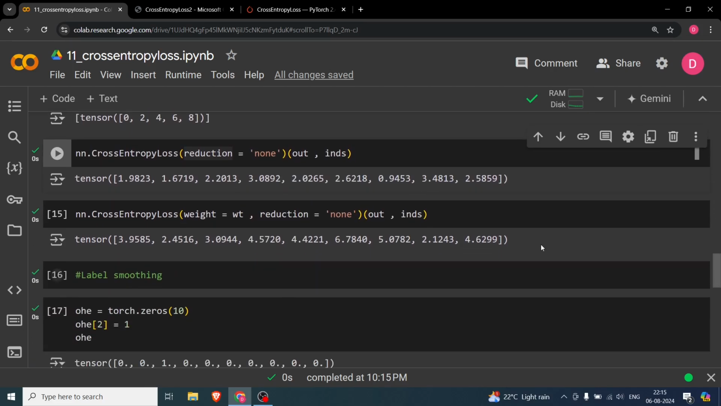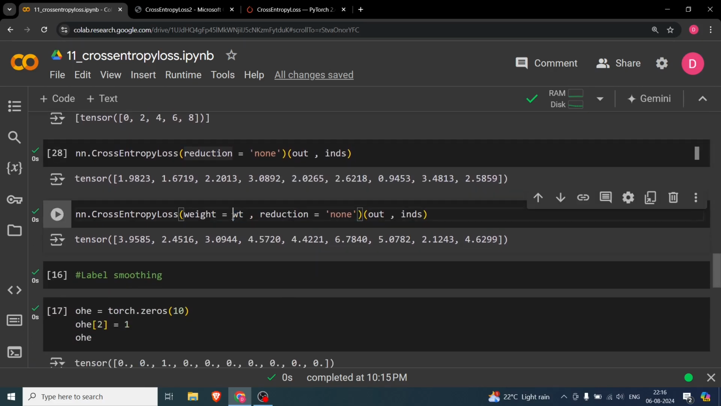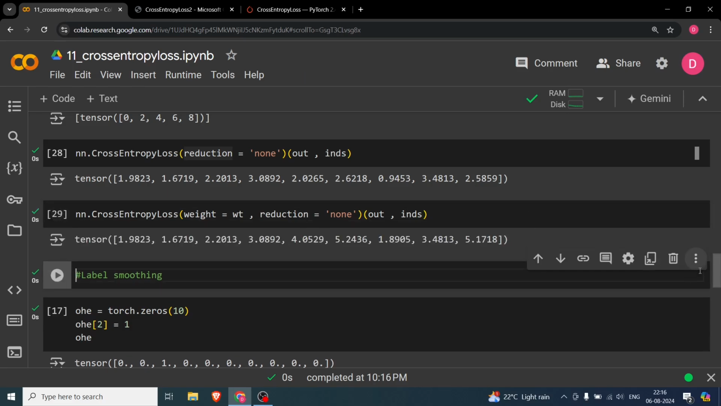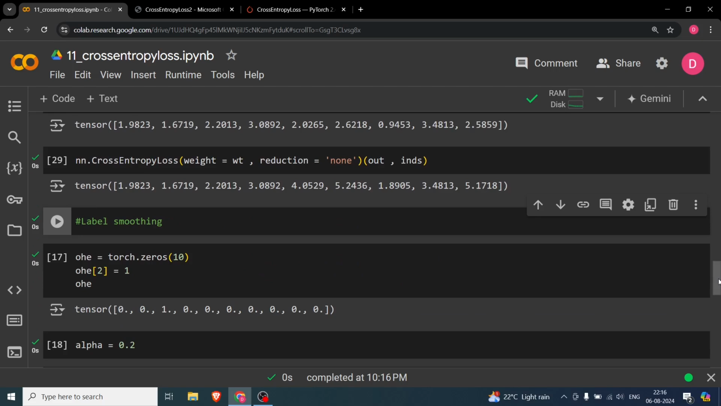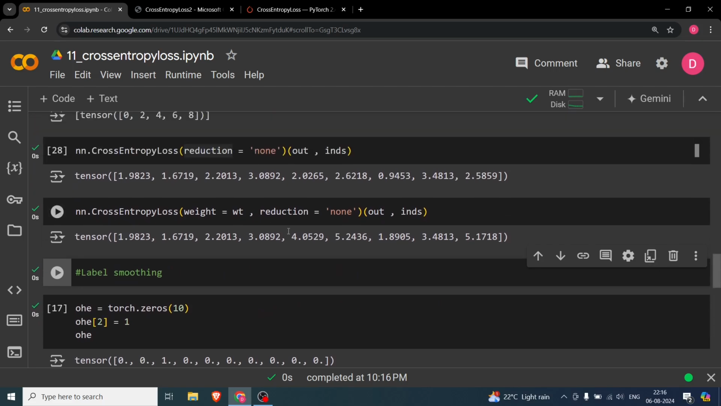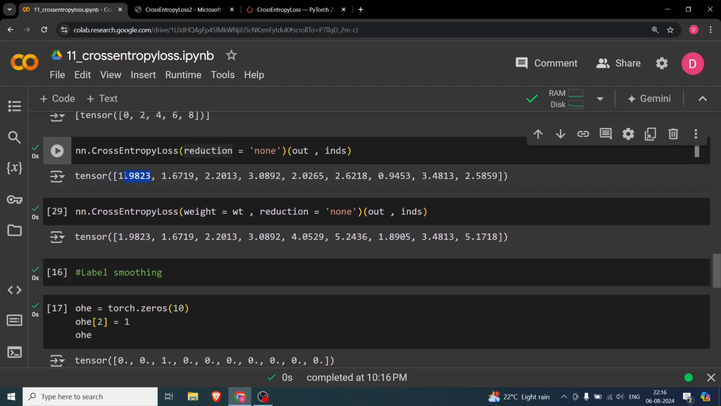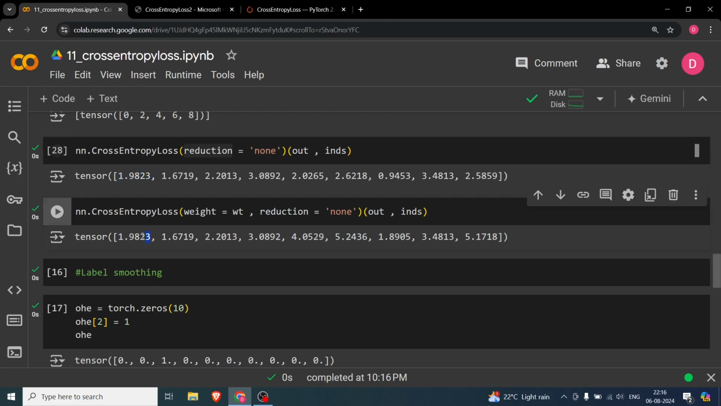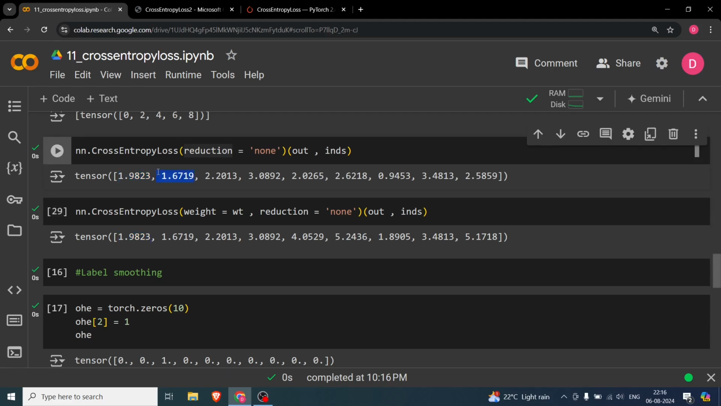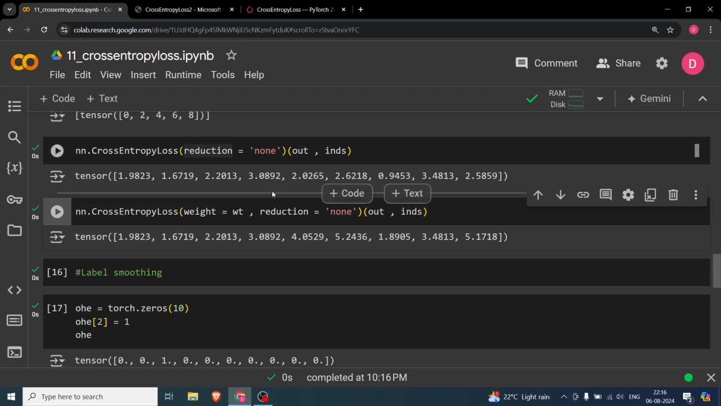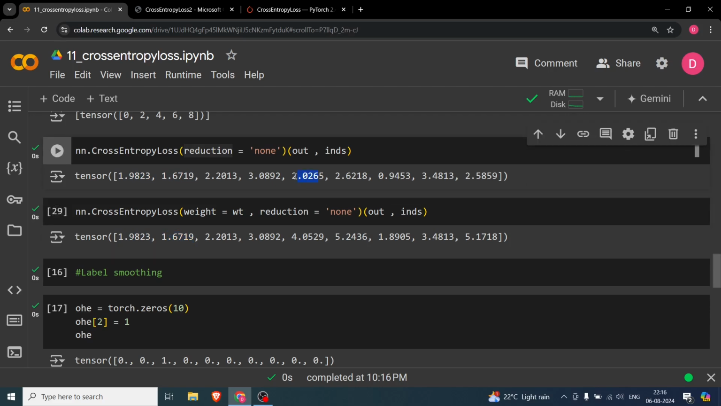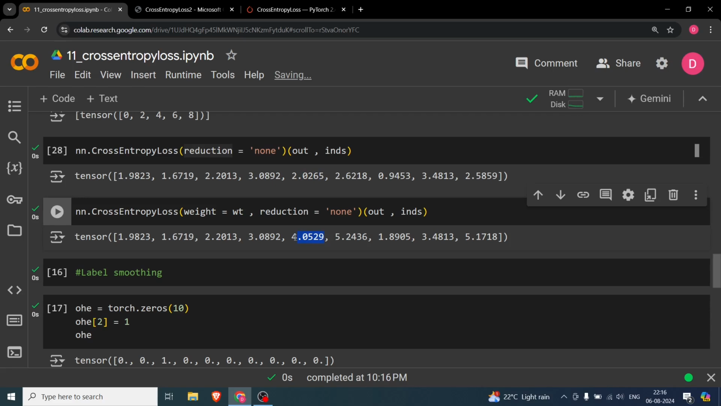Now what I'm going to do is put weight equal to weight, and everything else is copied from here itself: reduction equal to none, out, ins, all of that is copied. Now let's see what happens. First of all, how do I understand this? You can see that in some places, for example, 1.9823 remains as 1.9823. You see over here 1.6719 remains as 1.6719. However, here 2.0265 becomes 4.0529. Why does that happen?